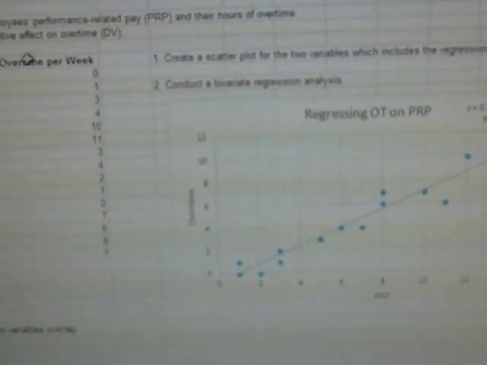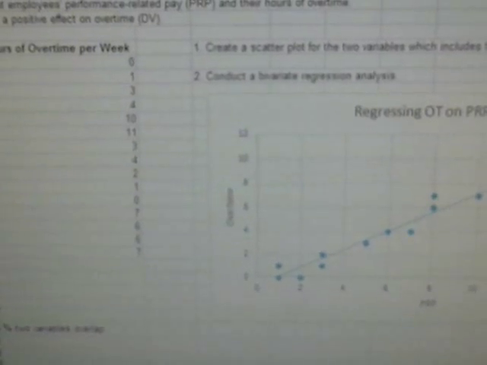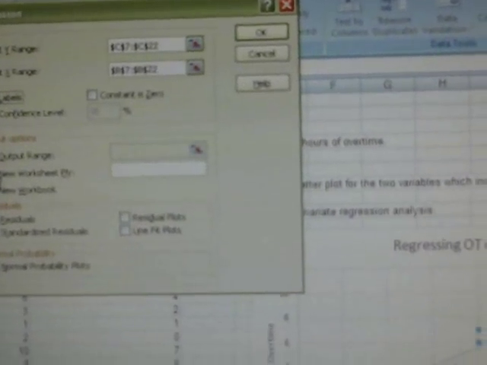Now, to run regression, all you need to do is this. You have your variables, like so: data analysis, regression, hit OK. You're inputting your Y range, which is hours of overtime per week. You're going to put your X range, which is PRP. Click it. We're including labels.